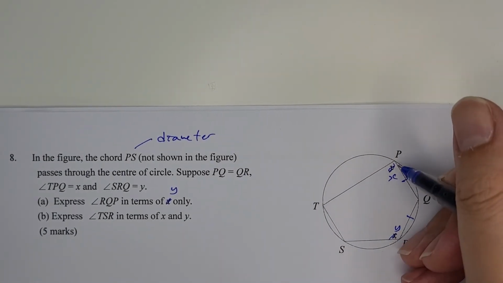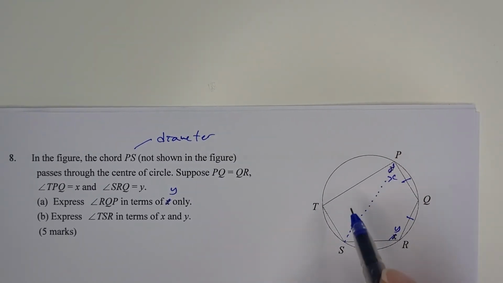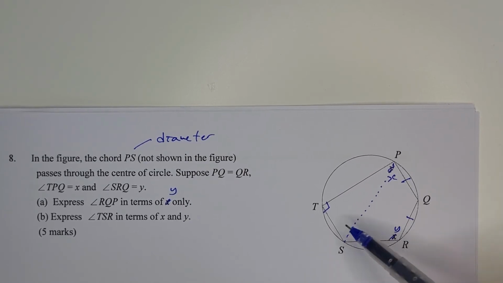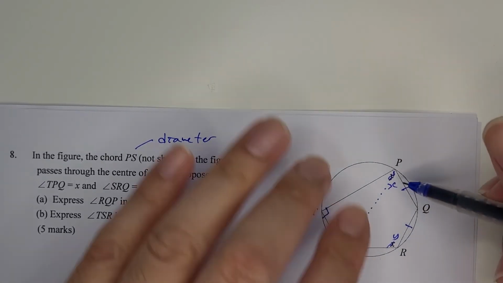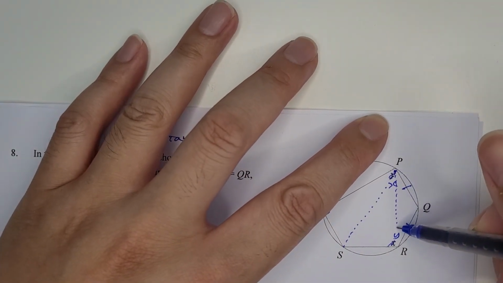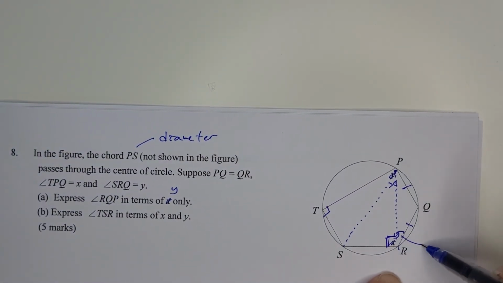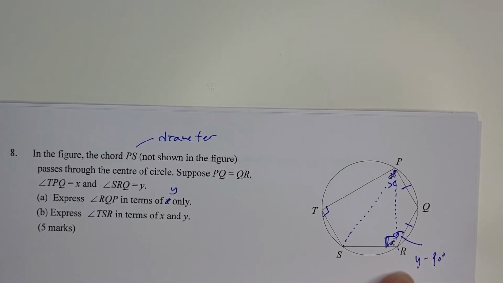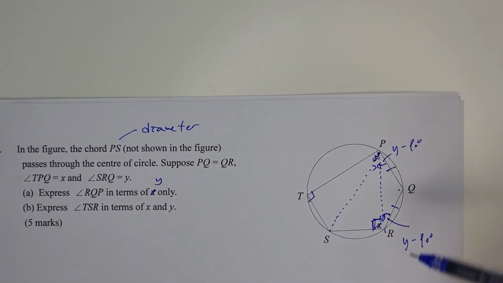The first one, actually you need to draw a line. There's a right angle actually, because there's a diameter. So this is a right angle. And next one, you can try to draw this line also. So this is a right angle again, and hence this one will be Y minus 90 degrees. Also this one will be Y minus 90 degrees. Then you can find this one.